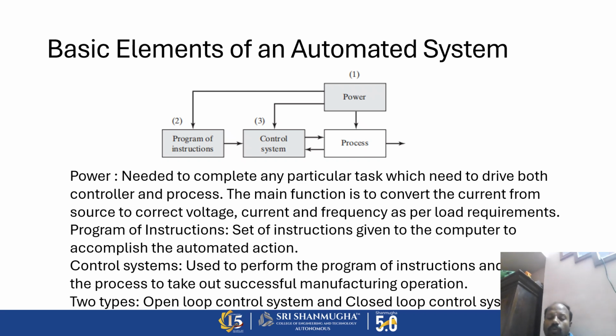The other one is the closed loop control system. Here we use feedback to monitor the output, and based on the set point we tune the system to achieve our process variable at the set point. This is the closed loop control system. Usually, in automation systems, we majorly use the closed loop control system.